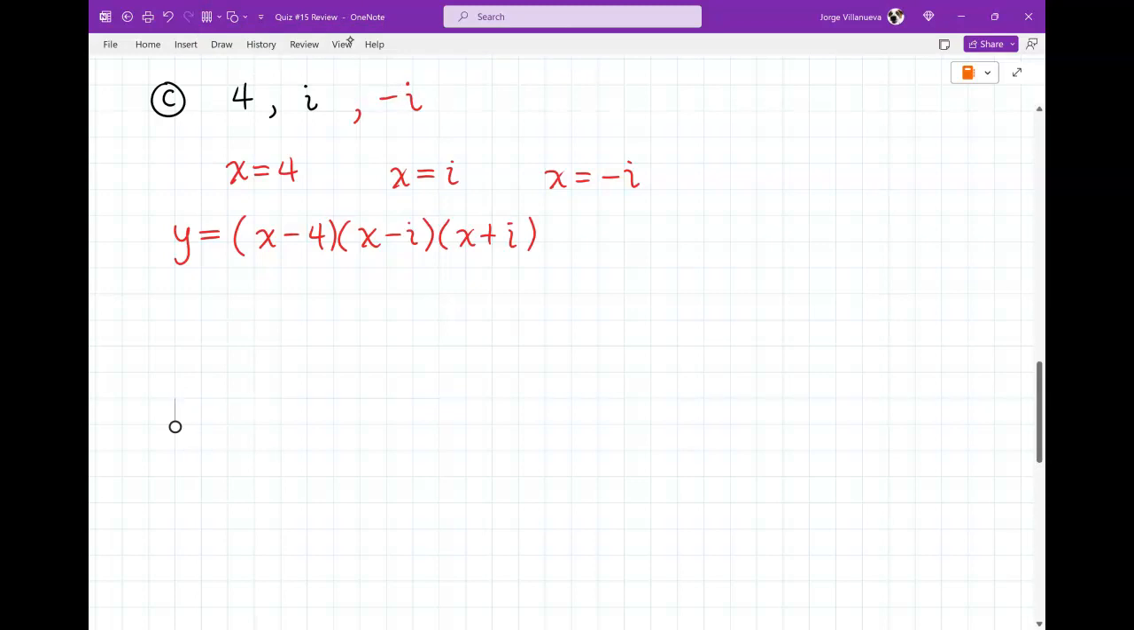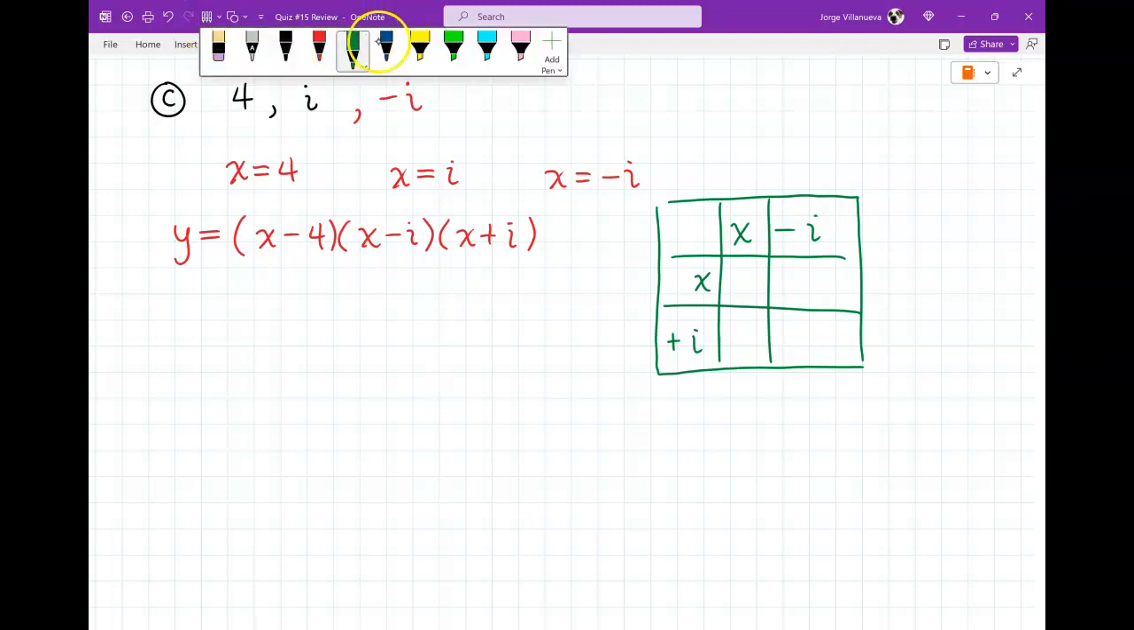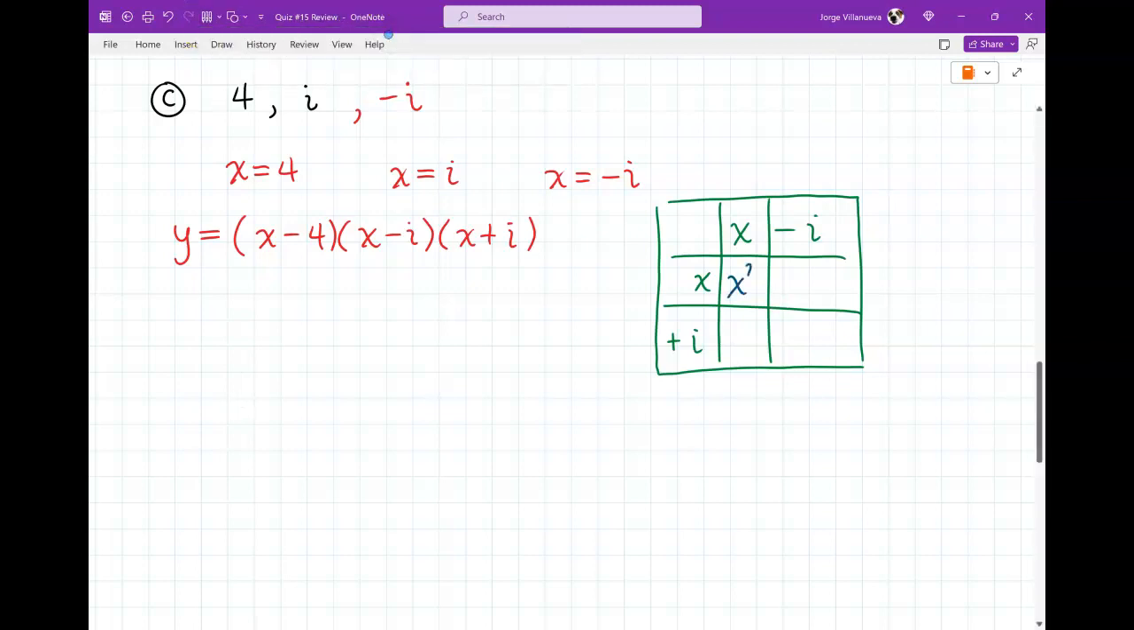You guys want me to do this box or distribution? Box. Okay, let's do box. X minus i, x plus i. Again, you can do it however you'd like. So here we go. X times x is x squared. Negative i times x is negative xi. X times i, that's positive xi. And negative i times i is negative i squared.